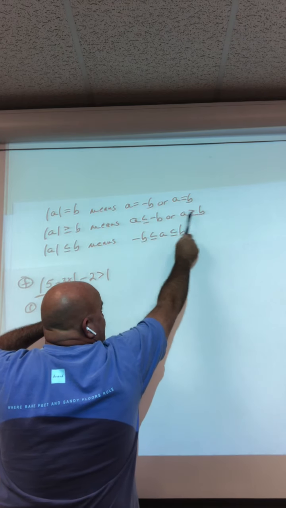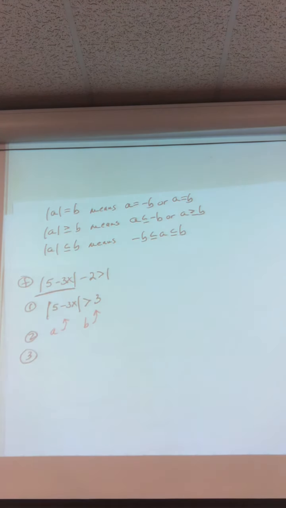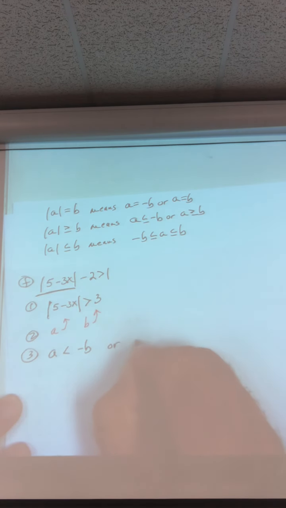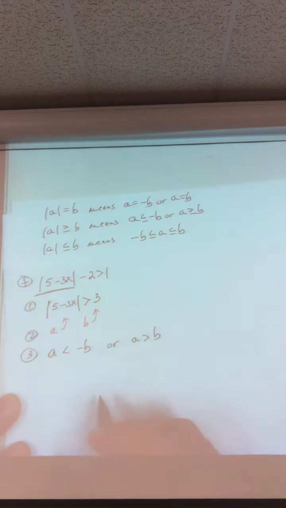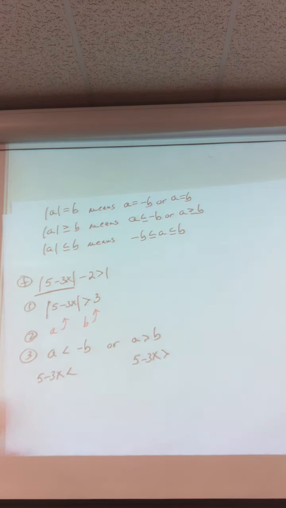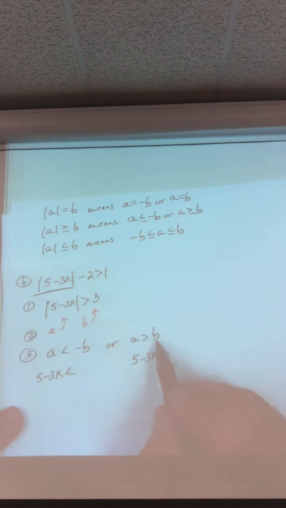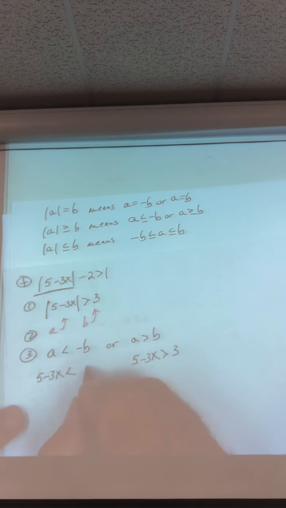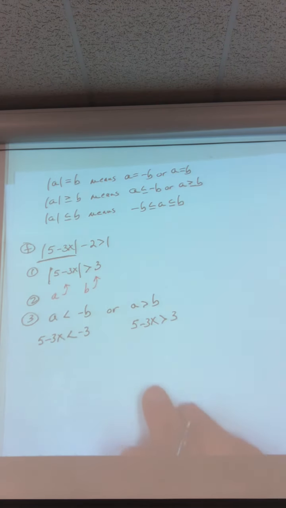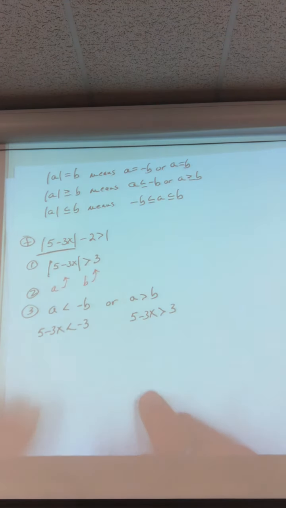So I'm going to copy that same formula. It's the same formula we just did in the previous problem, but you take off the equal to's. Now replace A with 5 minus 3x. This one's going to be a less than, this one's going to be a greater than. Replace B with 3, but that's got to have a negative in front of it. Now, notice no absolute value symbols. Solve this one, solve this one.